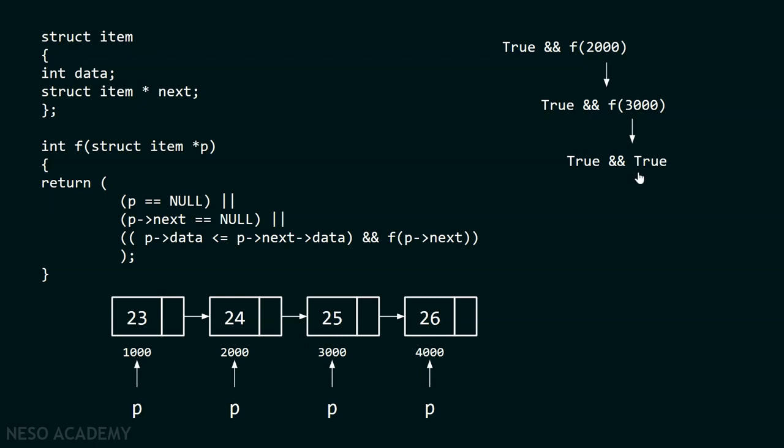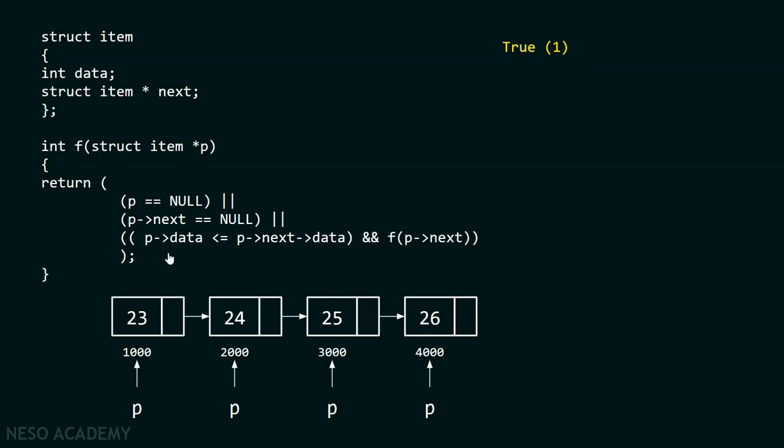Now we will unfold everything. Here, we know that true and true is true. So true will be returned back to F3000, that is the caller. True and true is again true. Again true will be returned. True and true is again true. So it is clear that this particular function returns 1 when we have all these elements in increasing order.